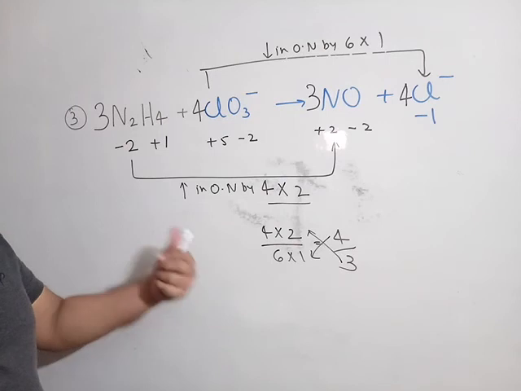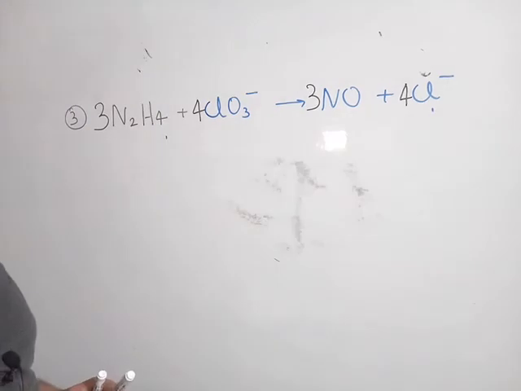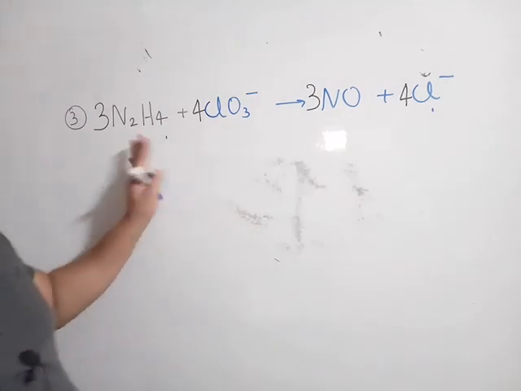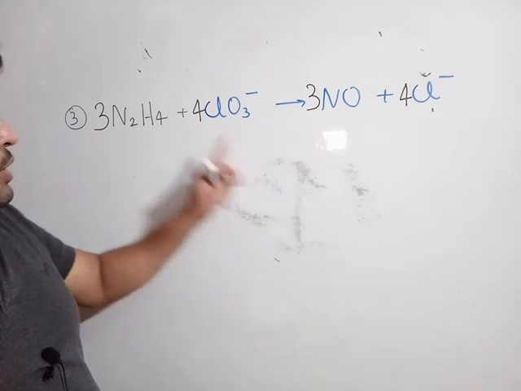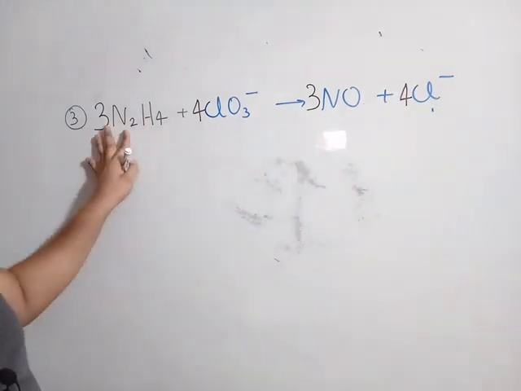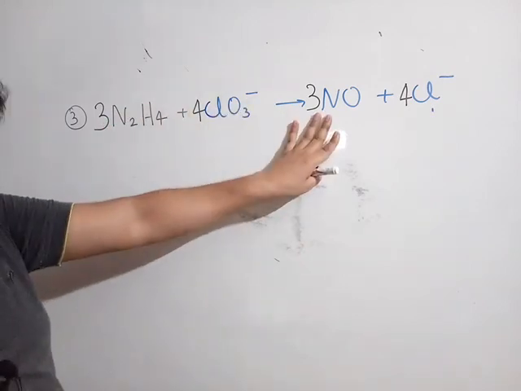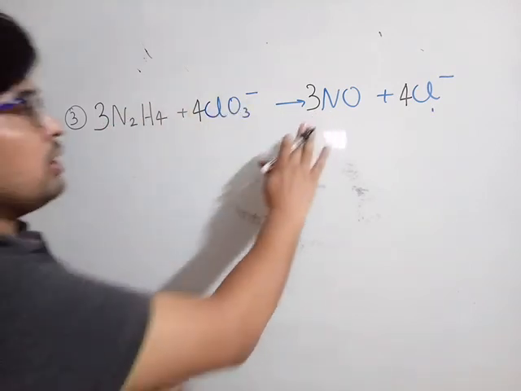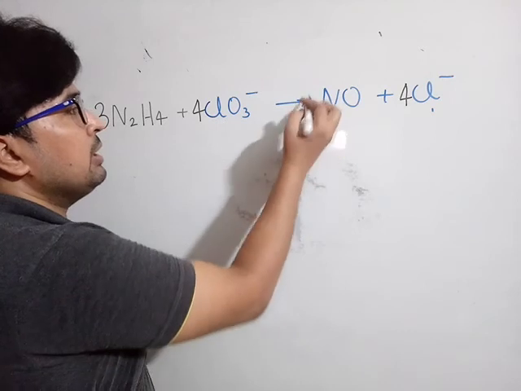What will be the next step? Balance all the elements apart from O and H. Cl is 4 over there, so Cl is balanced. And what about nitrogen? Nitrogen is 3 to 6, and here we have 3. So we'll multiply by 2, and it will become 6.